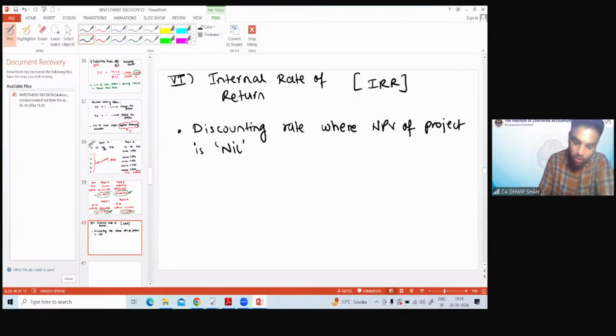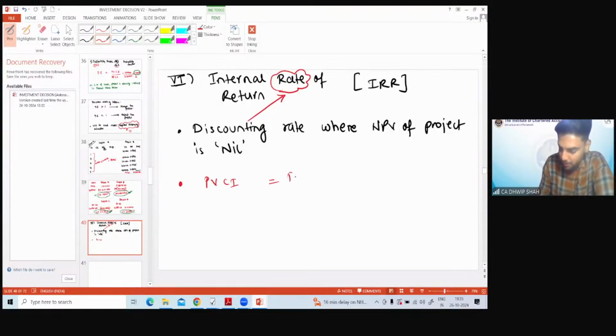IRR is all about rate. So we are talking about the discounting rate where NPV of the project is nil. In other words, can I say IRR is that discounting rate where PVCI is equal to PVCO? If my PVCI is 1 lakh and my PVCO is also 1 lakh, can I say my NPV will be 0? Yes or no?